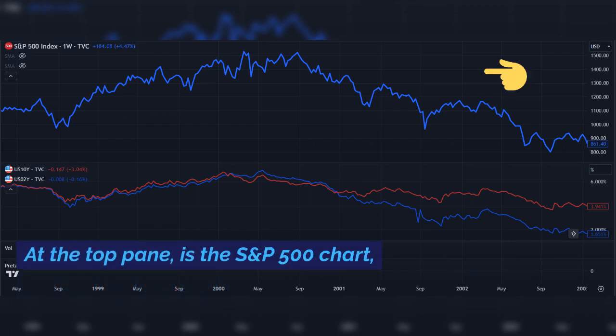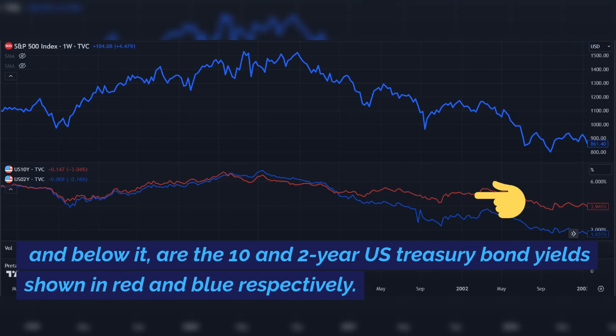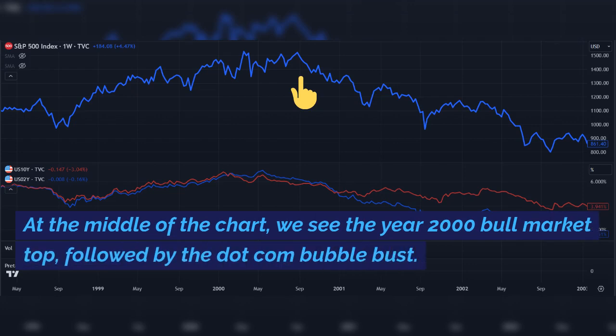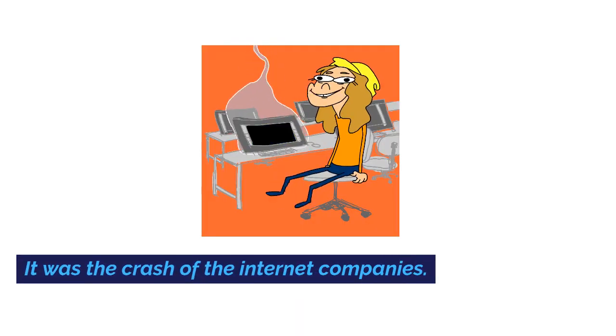At the top pane is the S&P 500 chart, and below it are the 10 and 2-year US Treasury bond yields shown in red and blue respectively. At the middle of the chart, we see the year 2000 bull market top, followed by the dot-com bubble bust. It was the crash of the internet companies.